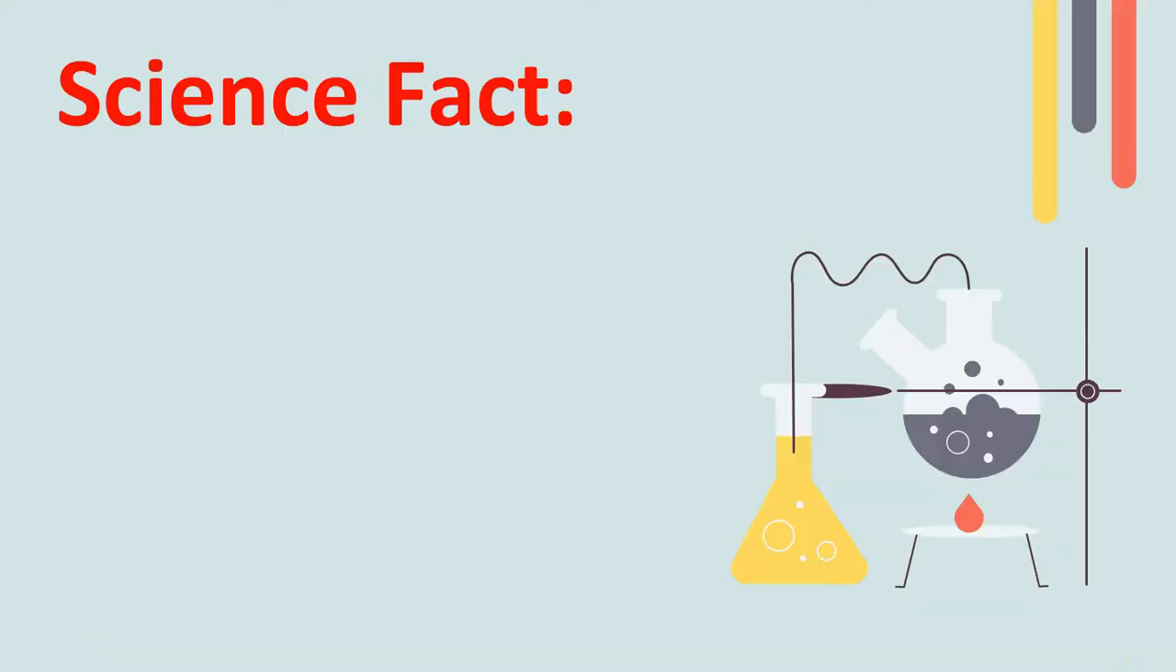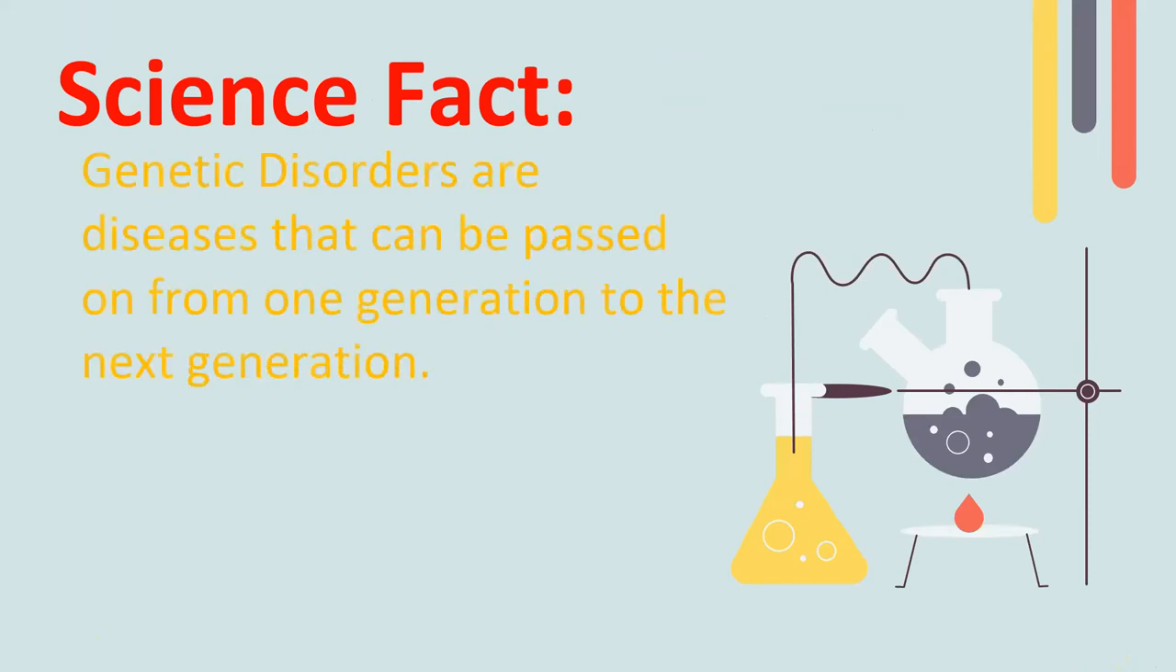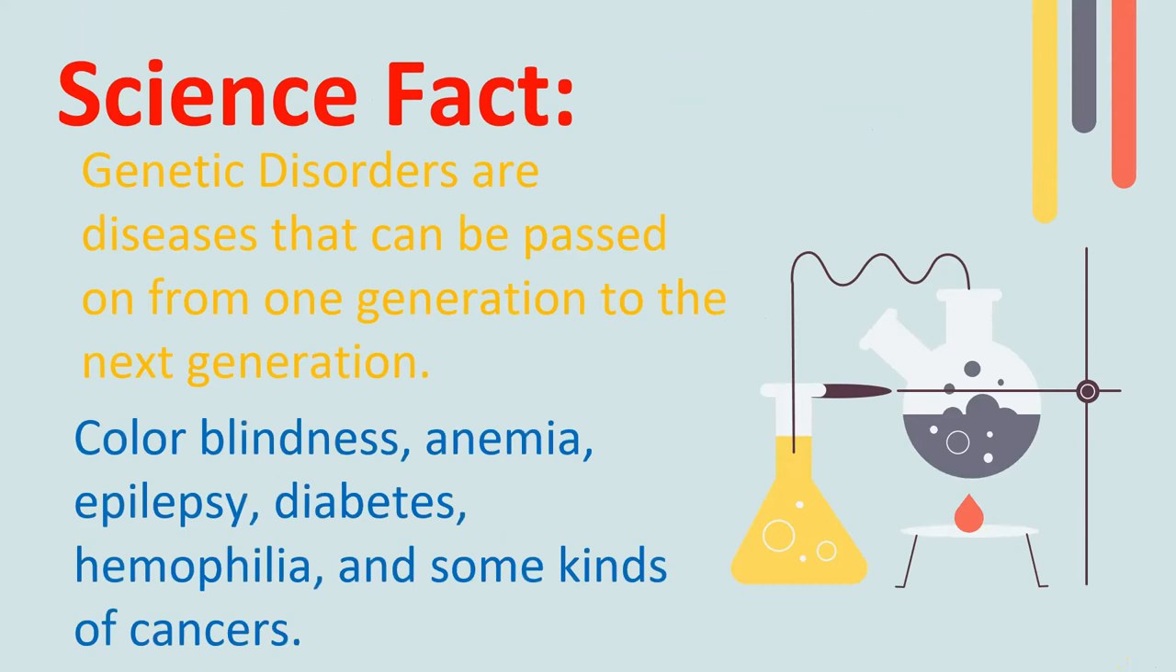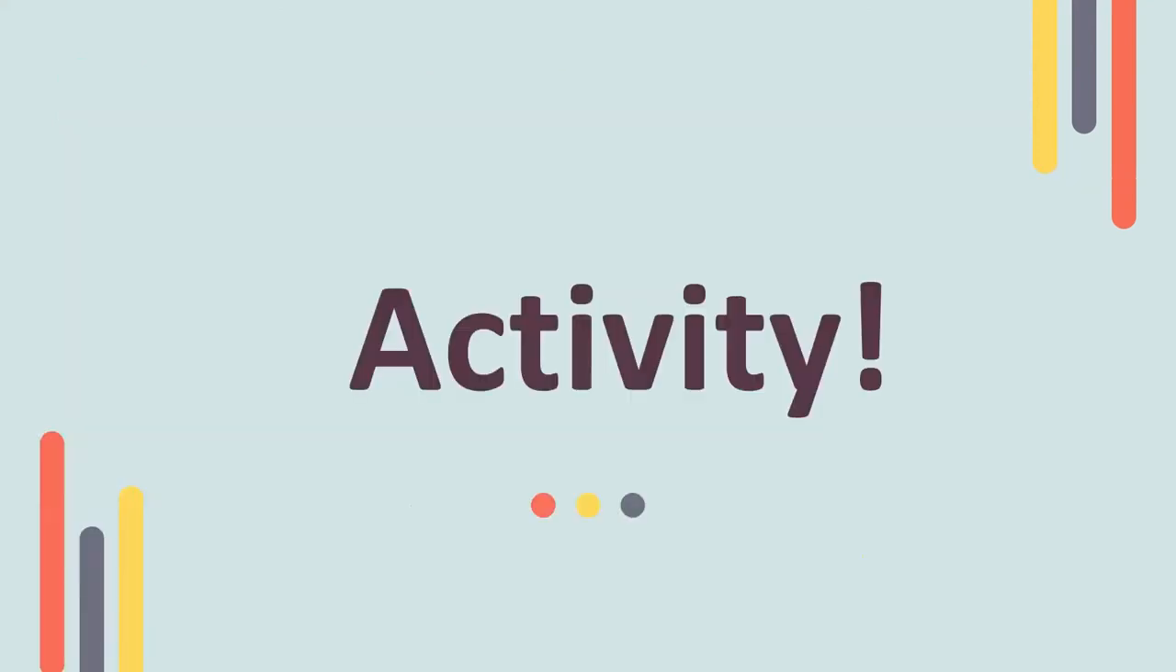Okay, let's have some science fact. Genetic disorders are diseases that can be passed on from generation to the next generation. For example, color blindness, anemia, hemophilia, and some kinds of cancers. So if your parents or ancestors have some kind of genetic disorders, there is a possibility that you can also inherit these disorders. But you can also avoid by taking good care of your health. Always eat nutritious foods. Okay?